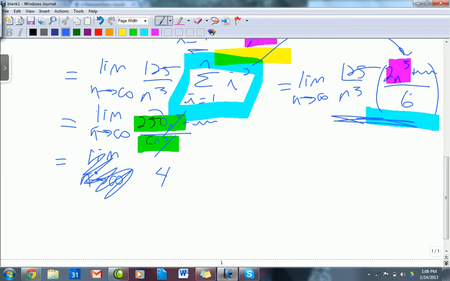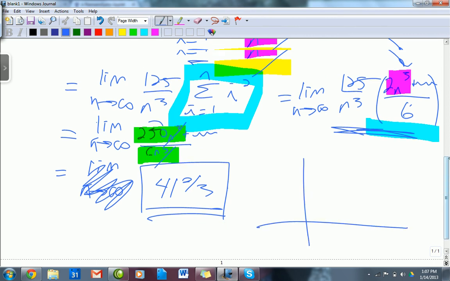Sorry, the bell's ringing, rushing through this. 250 divided by 6 is what? 240, there's 10 left over. 41 and 2/3. Okay. Check that. I'm not really thinking straight right now, but I believe that is what 250 divided by 6 is. Which is the area under the curve.